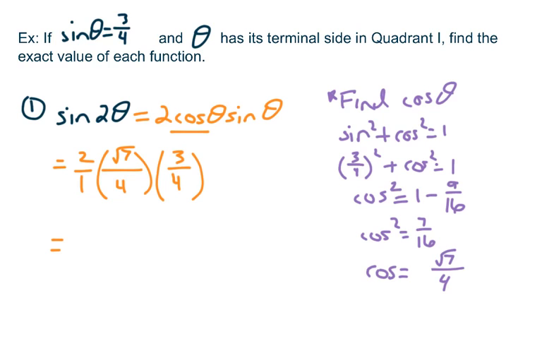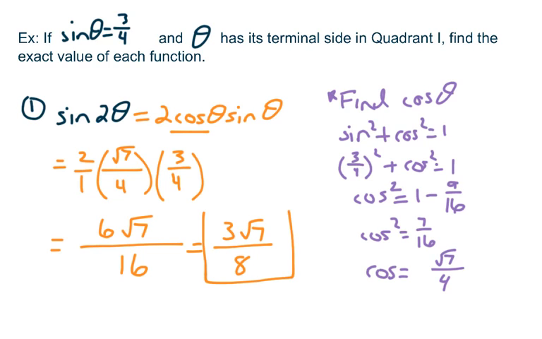The denominator, that's pretty easy. That's going to be 16. The numerator, we can multiply 2 and 3. We can't really do anything with the 7, so we can make it 6 square root of 7 over 16, which we can then simplify 6/16 down into 3/8, and we still have the square root of 7. So I would say the sine of 2 theta is equal to 3 square root of 7 over 8.